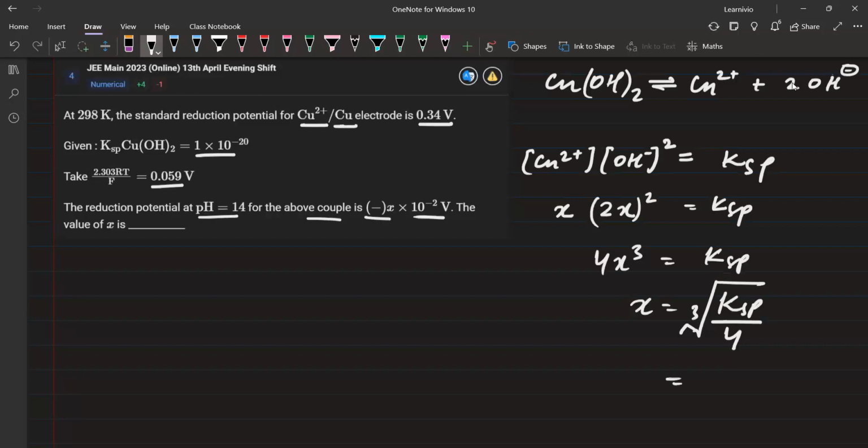Now, KSP is 10 to the power minus 20, divided by 4, and then its cube root. So from here you will get X, and X is the concentration of copper 2 positive. Okay, so please calculate this X part.